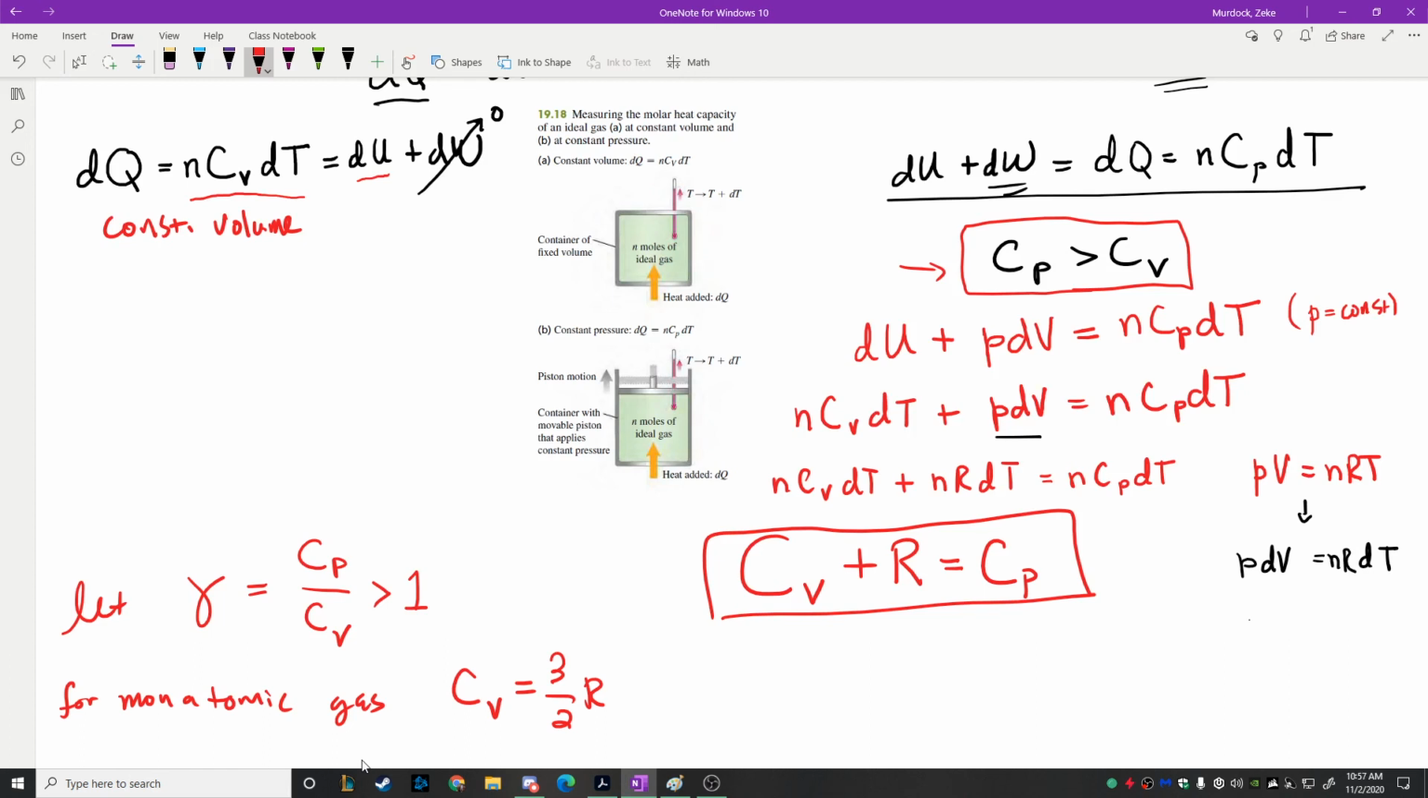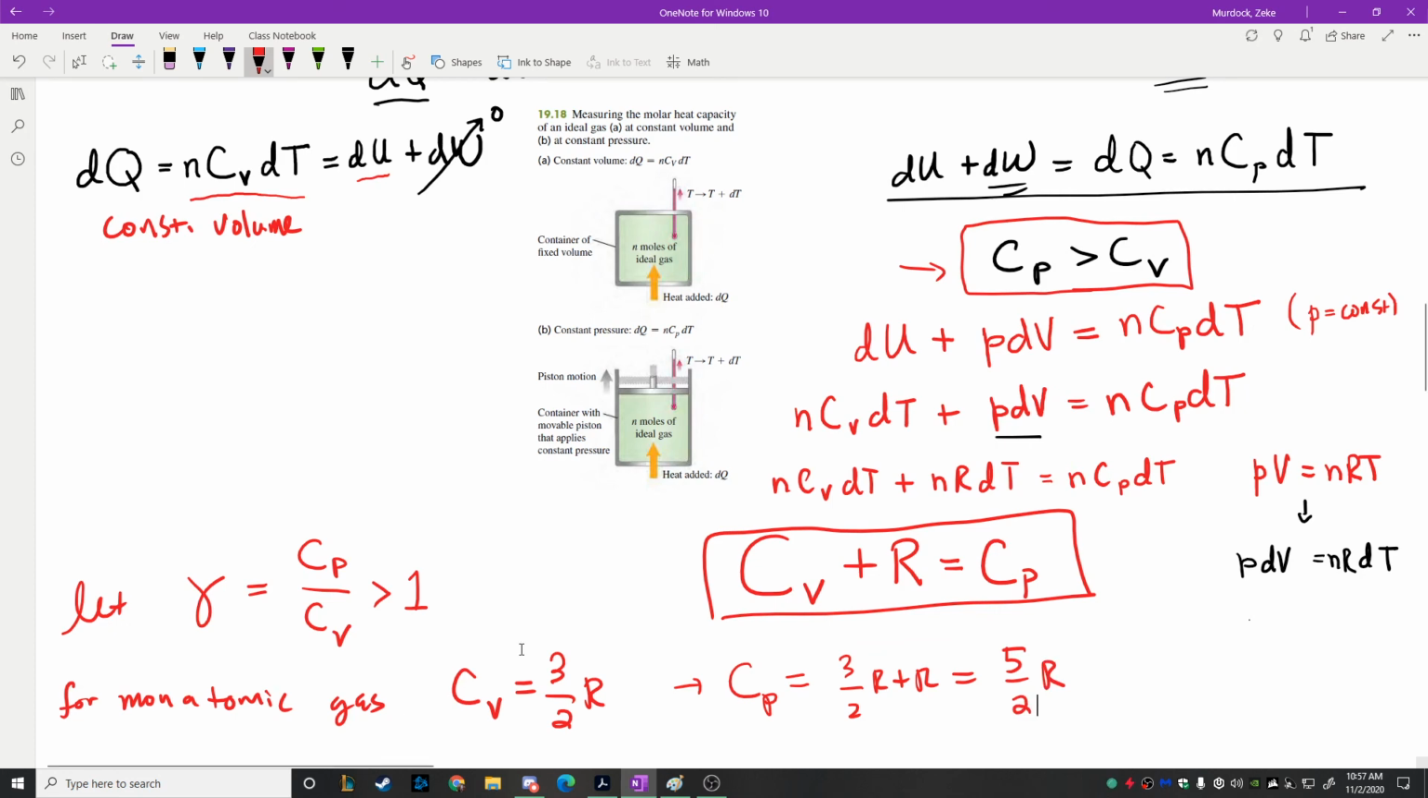And that's where that shows up. I believe for a diatomic gas, it was Cv is equal to 5/2 R. Anyway, if Cv is equal to 3/2 R, then we can calculate what Cp is. Cp would be equal to Cv plus R. So Cv is 3/2 of R plus R. This is going to be equal to 5/2 of R.